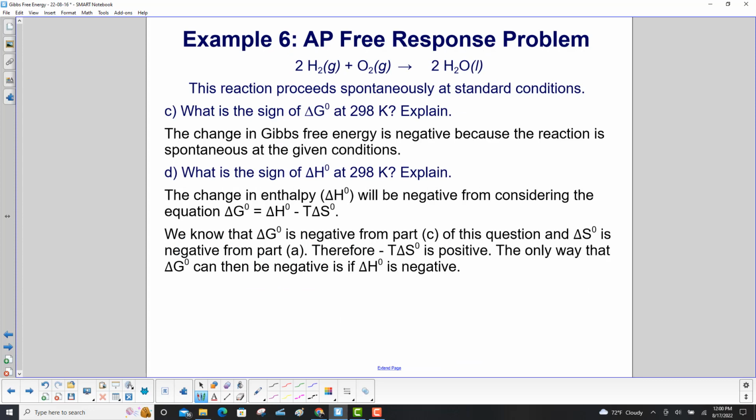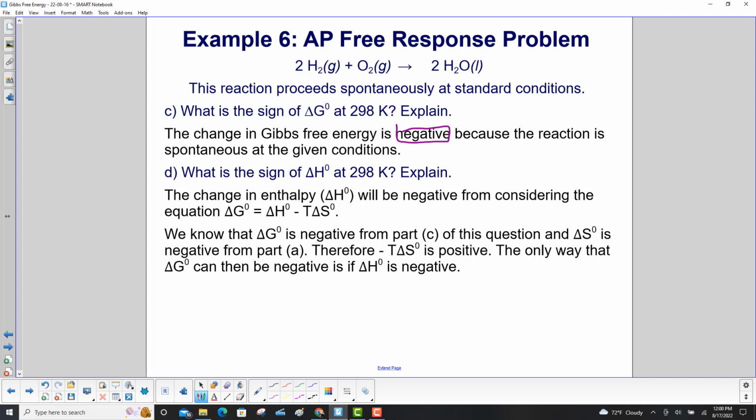What is the sign of delta G naught at 298 K? The change in Gibbs free energy is negative because it was stated that the reaction is spontaneous at the given conditions. What is the sign of delta H naught at 298 K?